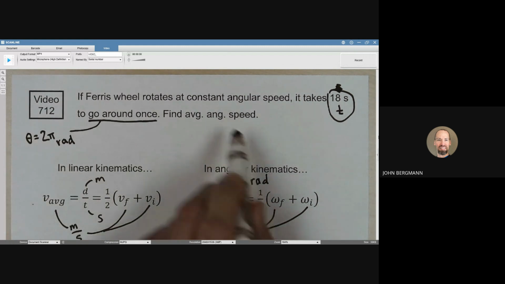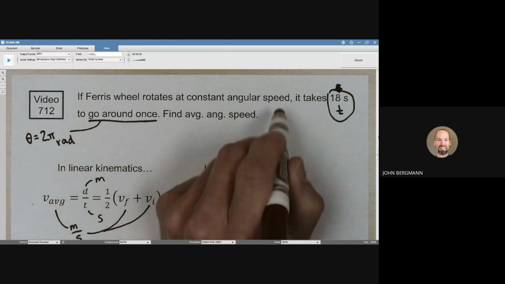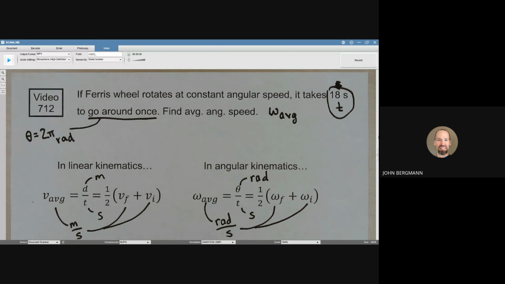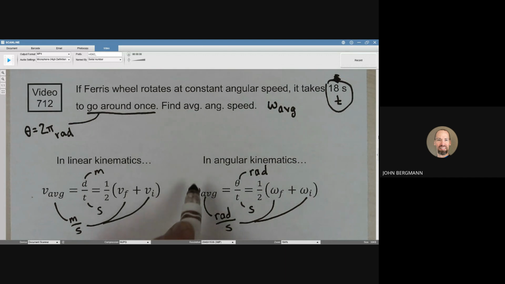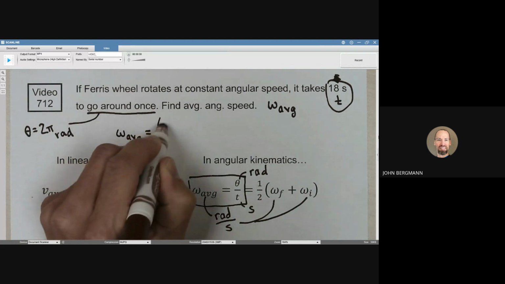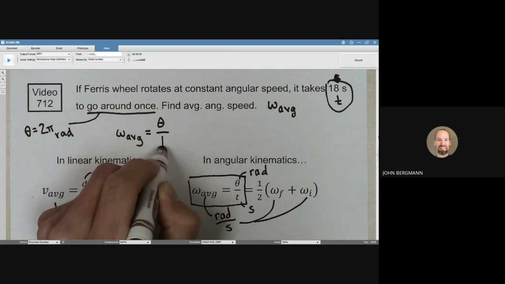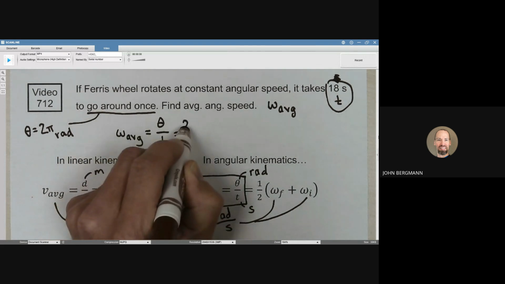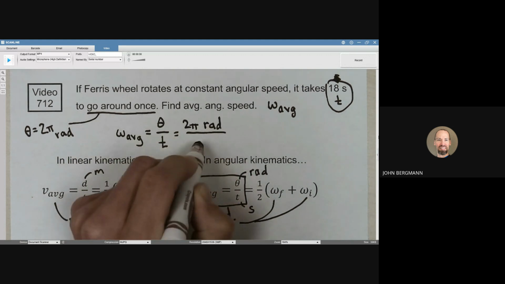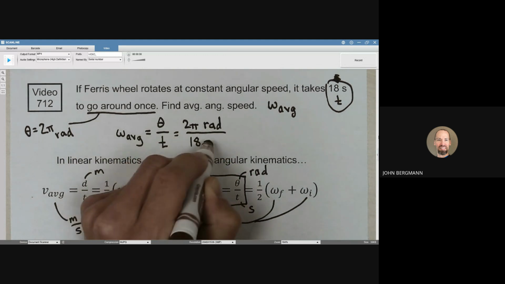And it says that we want to find the angular speed, which is indicated by the lowercase Greek omega. If we look at our equation down here at the bottom, I think we're going to use just that portion of it to get the job done. Omega average is equal to the angular displacement divided by time. So that's going to be 2 pi radians, I'll go ahead and leave the units in there, divided by 18 seconds.